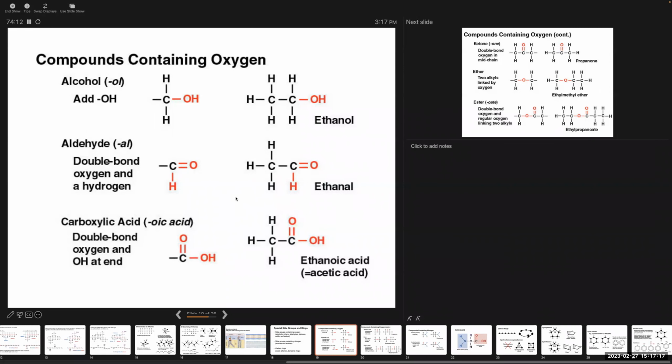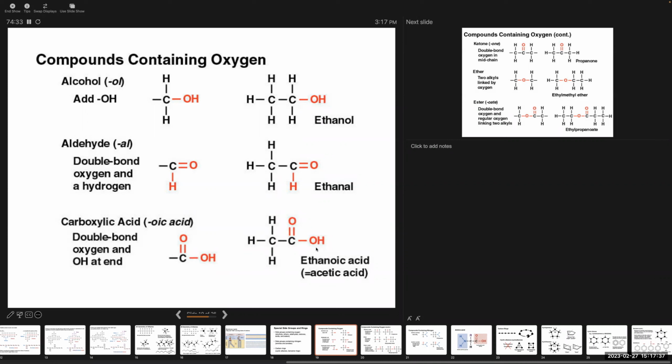A carboxylic acid is a molecule that has a double bonded oxygen and a hydroxyl group. So it's almost like a combination of an alcohol and an aldehyde. You're adding both the OH and the double bonded oxygen to one of the carbons at the end of the chain.